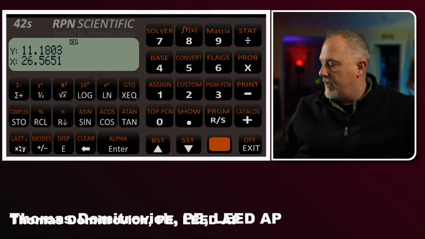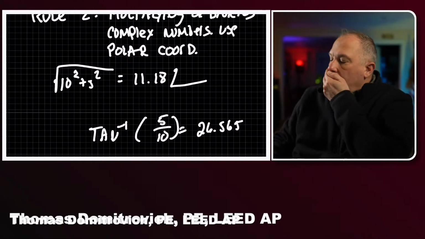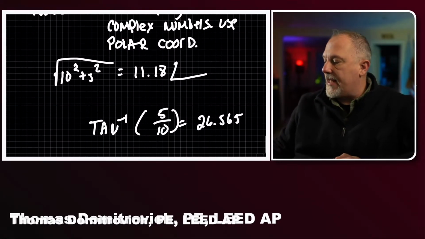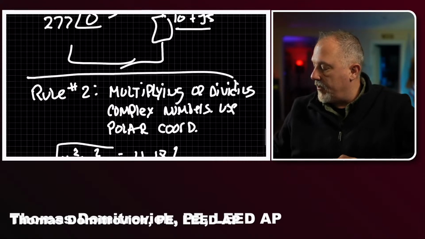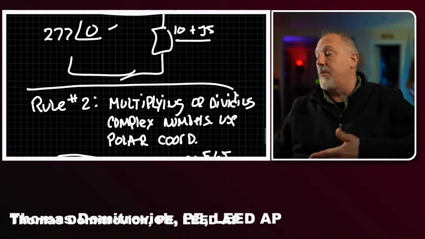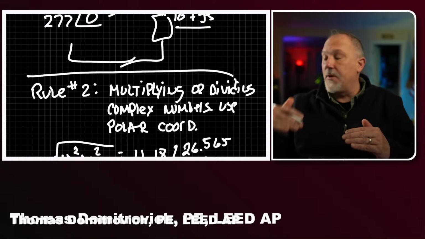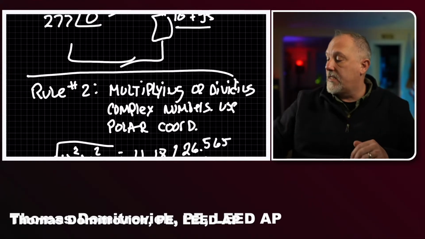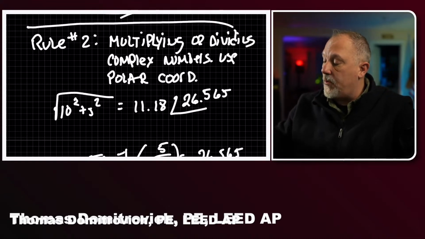26.565. And how do we check that? So this is what we know. We know this is 11.18 at 26.565. And now, how do I know if it's a plus or a minus? I know my real is 10 plus, and I'm plus 5. So it's a plus. Okay, so it's 11.18 at an angle of 26.565.